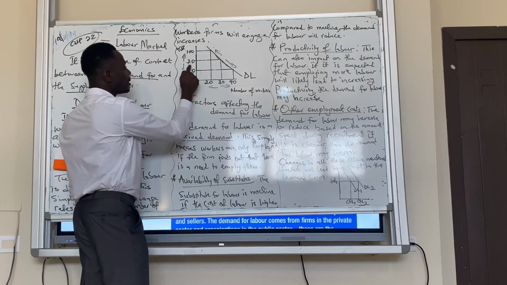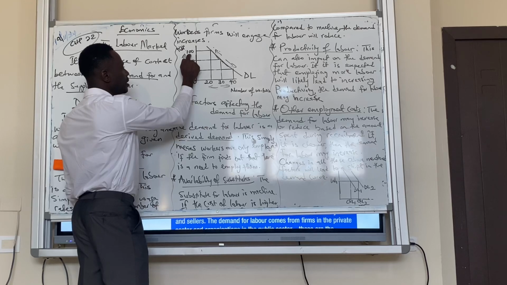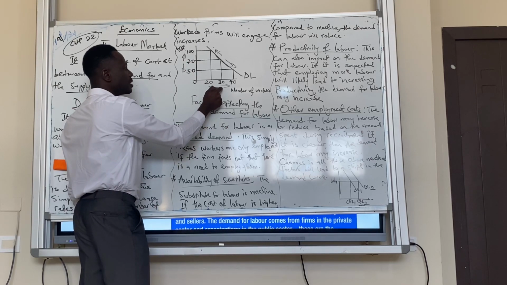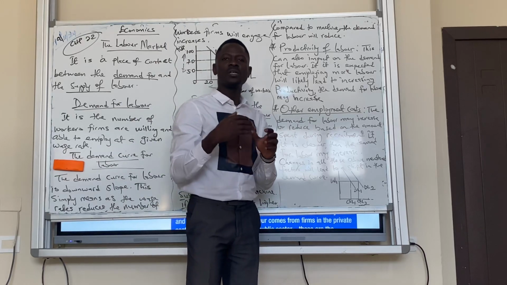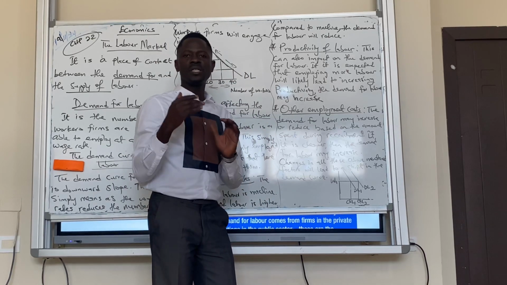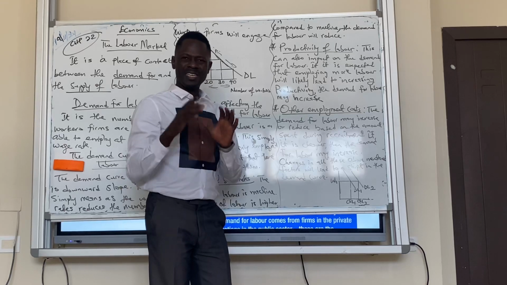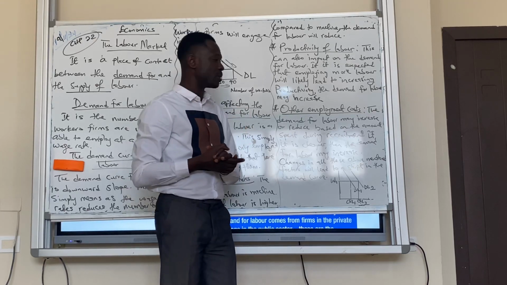On the other hand, if the wage rate increases from 70 to 100, the demand for labor will reduce from 30 to 20, which means firms will not be willing to employ more workers because it will increase their cost on wages, which will literally increase their cost of production. That is what the demand for labor curve is about.